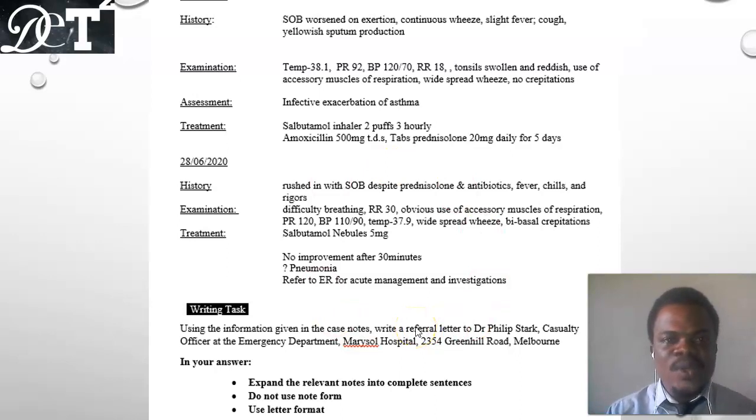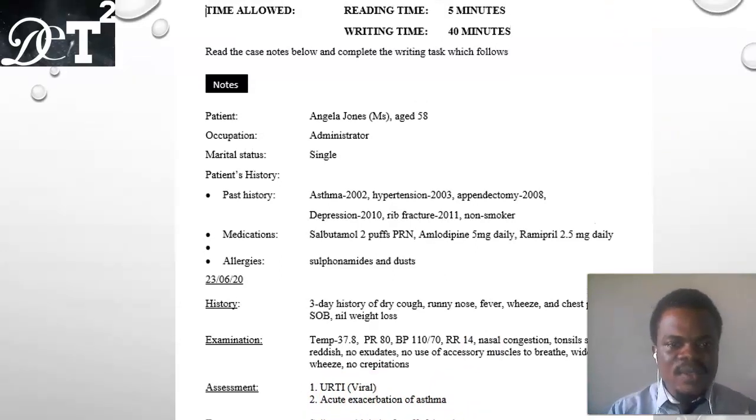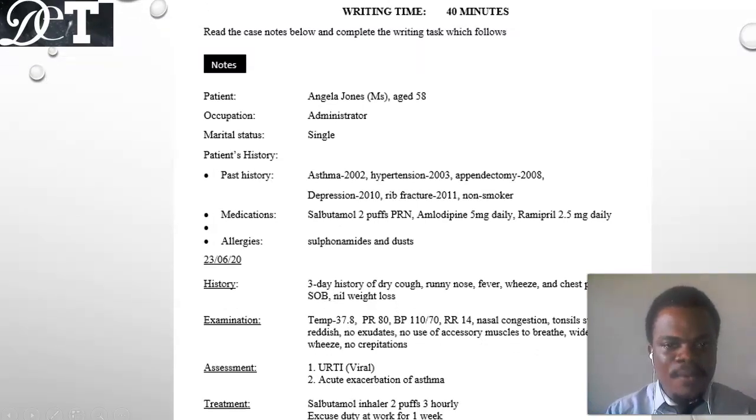Then what we are now going to do is go through this letter from the beginning to the end. If you go through this letter, you will discover that, okay, on the first visit, this patient has asthma. On the first visit, we were suspecting upper respiratory tract infection, and the diagnosis made then was upper respiratory tract infection, and we also suspected that the patient has acute exacerbation of asthma.